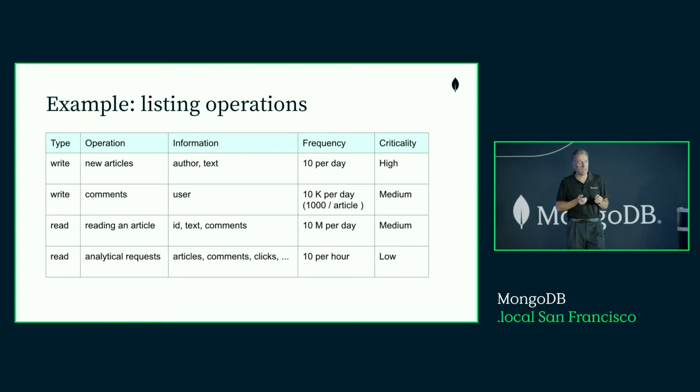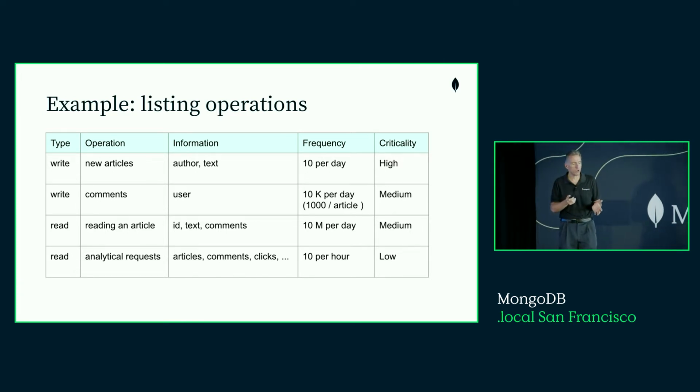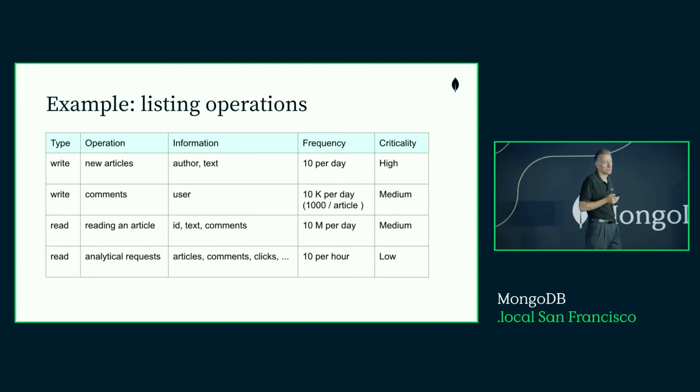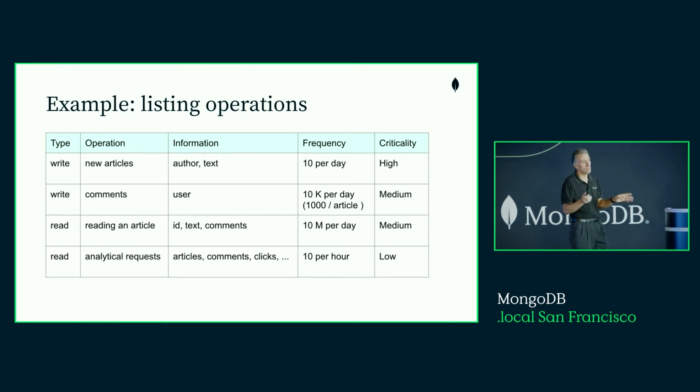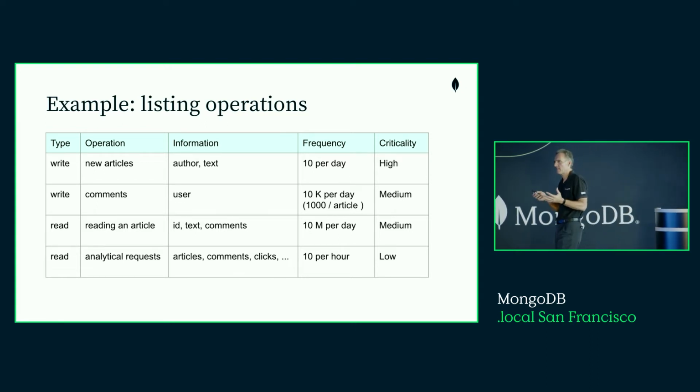My user is going to come and comment on the different articles we have. So we're going to have a little bit more of that, 10,000 a day, still not a lot. Then we're going to have people who come and read an article. So this is another scale. We're going to get 10 million of those per day. And finally, we're going to also have analytic queries. Not a lot, but those tend to be disruptive.